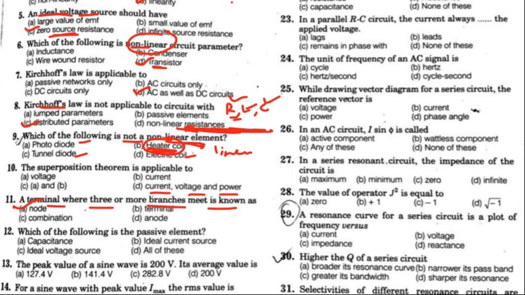And which of the following is the passive element? Capacitance, ideal current source, ideal voltage source, all of this. Here the passive element is capacitance, because voltage and current sources are active elements. Here the capacitance is a passive element.